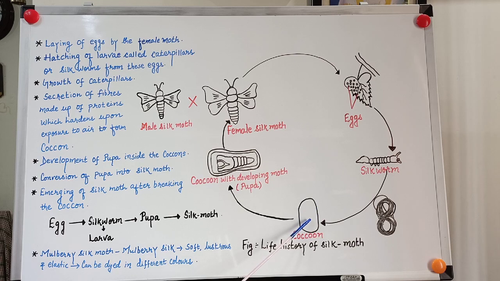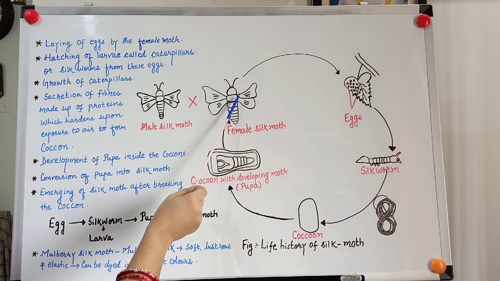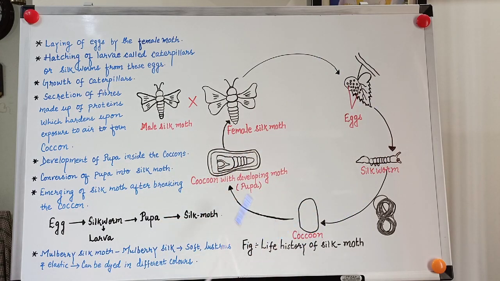Inside this cocoon, the silkworm now converts into the next stage of life cycle, that is called pupa. So, this is a developing moth called pupa inside the cocoon. This pupa converts into the moth after few days, and when this pupa has been converted into male or female silk moth, it breaks the cocoon and comes out to start the life cycle again. So this is all about the life cycle of silk moth.